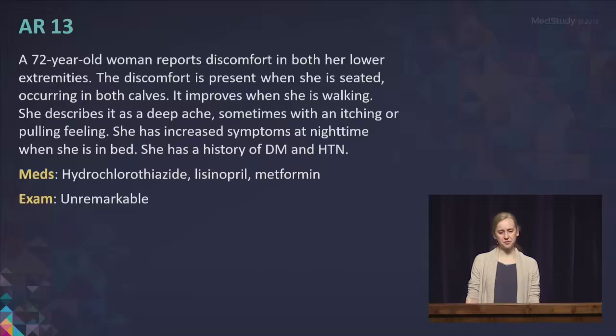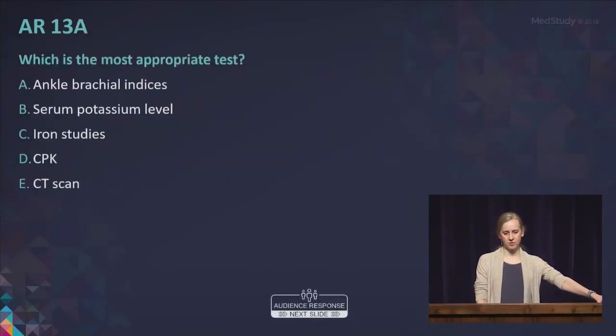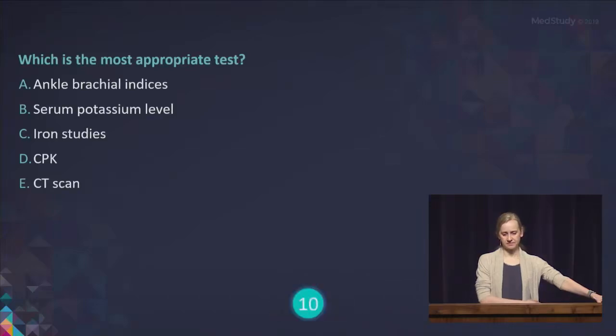A 72-year-old woman reports discomfort in both of her lower extremities. The discomfort is present when she is seated, occurring in both calves. It improves when she is walking. She describes it as a deep ache, sometimes with an itching or pulling feeling. She has increased symptoms at nighttime when she is in bed. She has a history of diabetes and hypertension. Her meds are hydrochlorothiazide, lisinopril, and metformin. Her exam is unremarkable. What is the most appropriate test?